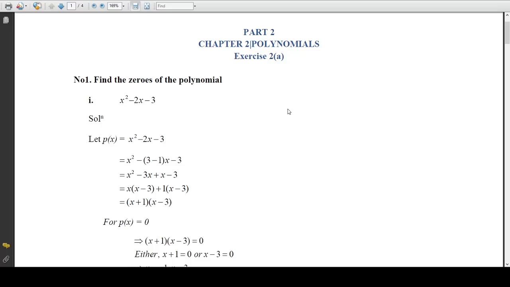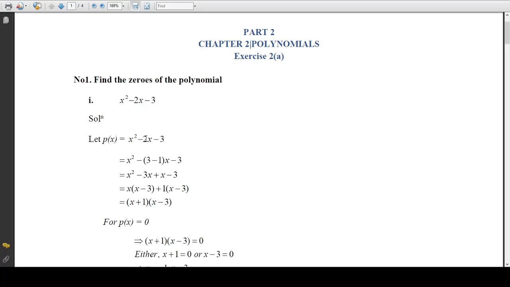Okay, welcome students. Now we'll discuss part 2 of chapter 2, which is on polynomials. Okay, the first problem from here: find the zeros of the polynomial. Number 1 is x squared minus 2x minus 3. This is the polynomial. You have to find out the zeros of this polynomial. Solution: let p(x) be the polynomial x squared minus 2x minus 3.